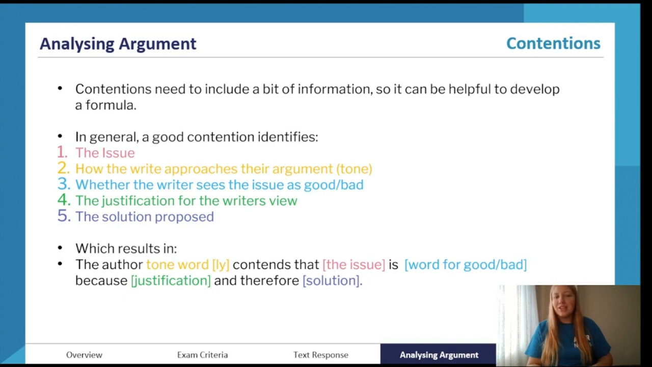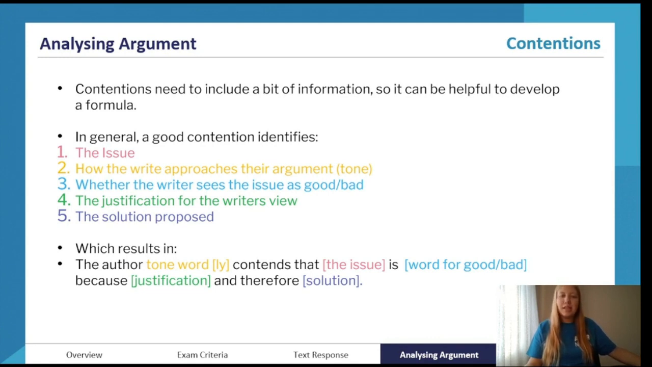When talking about the issue in pink, if you show just in there the author's standpoint and you imply it, you don't have to mention it again. The justification for the writer's view. So this needs to be the main reason why they feel or think that way from the overall piece. And then the solution that they propose, what they want to be done.